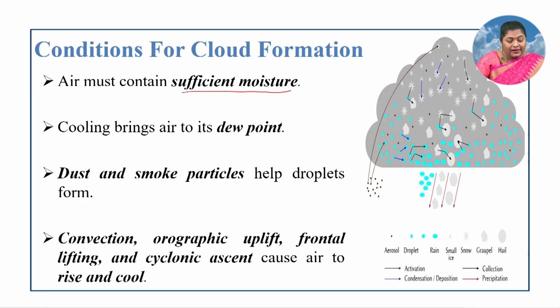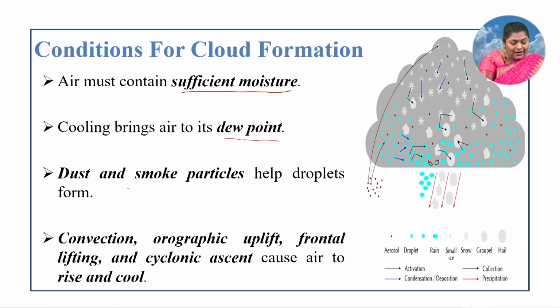The cooling brings air to its dew point. So once the air is cooled, what happens? It leads to the dew point situation, that is the saturation situation, and then the dust and smoke particles, these two most important nuclei, help the droplets form. Because of that, the various water droplets form in the atmosphere.